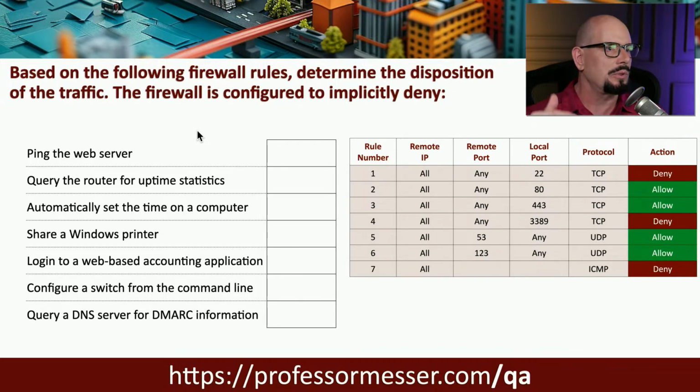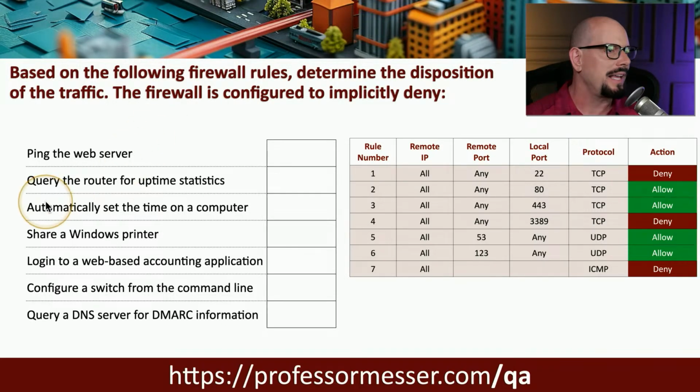We are now going to go through what those different scenarios are where you can tell me what they happen to be. So can you ping the web server? Based on this rule set, can you ping the web server? You tell me. Next one on our list is query the router for uptime statistics. Can you do that? Will it work? Also, by the way, keep in mind, I think I didn't give you the full question on this one, which is based on the following firewall rules. Determine the disposition of the traffic. The firewall is configured to implicitly deny. Just a little bit of extra piece of information you might need.